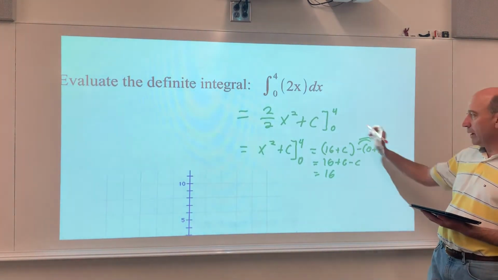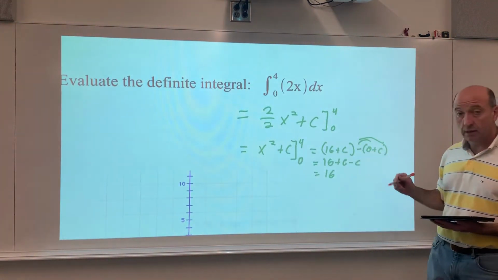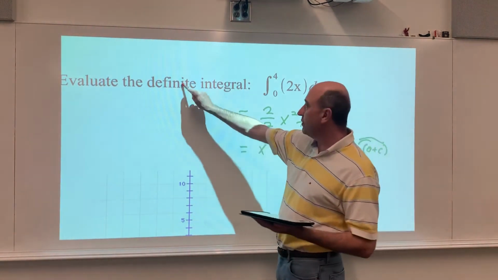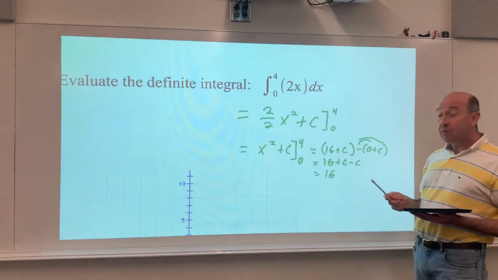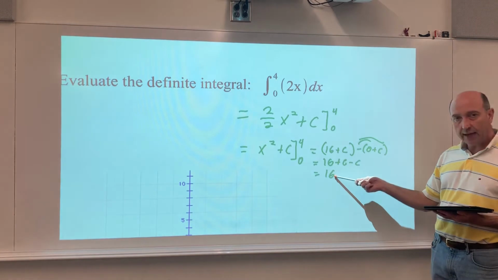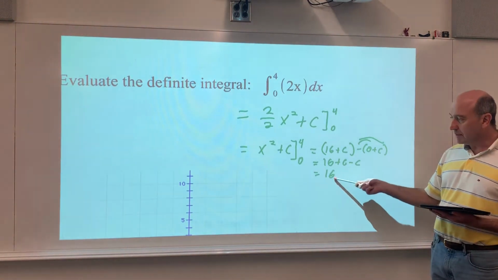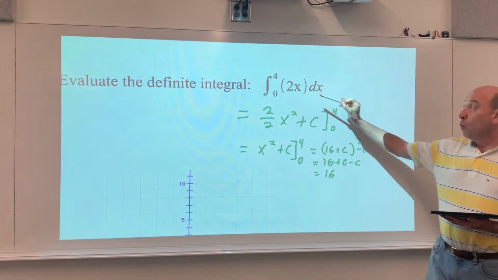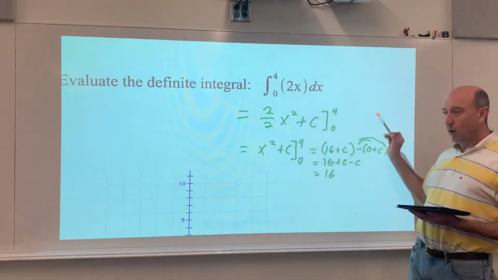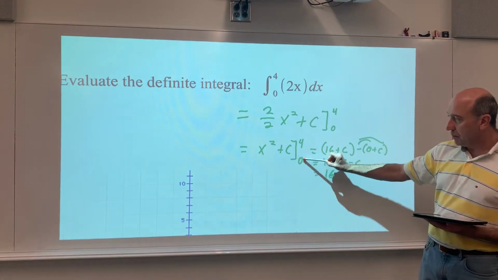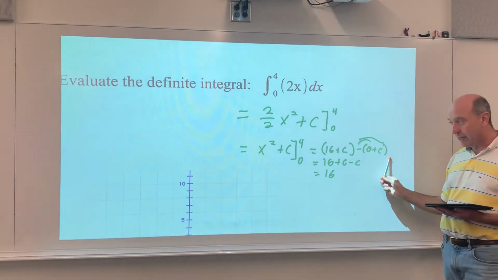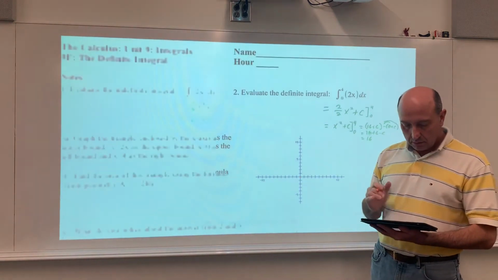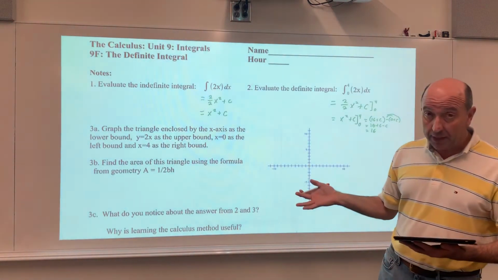Now you might say, why did we plug in 4 and 0 and subtract? Because we're supposed to. That's how you evaluate a definite integral. So the answer is definitely 16. That's definitely an answer, so that's why it's called a definite integral, because you can definitely get an answer. Once you take the antiderivative, you plug in 4, see what you get, then you plug in this number and see what you get, and you subtract. That is how you evaluate a definite integral. You might ask why? Because that's the definition.